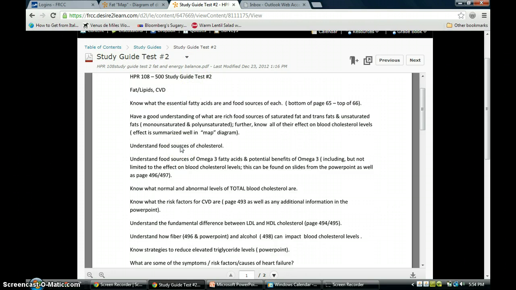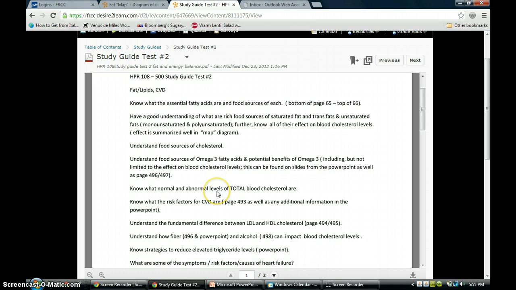Food sources of cholesterol. Remember, you can only find cholesterol in animal products. It does not exist in plants. This is kind of reiterating this, except with omega-3s, it has a lot more than just heart health in terms of the beneficial properties. So there is definitely some information in your book. There's also a couple of slides, or at least one slide in your fat PowerPoint that talks about beyond heart health, what are omega-3s really helpful for.